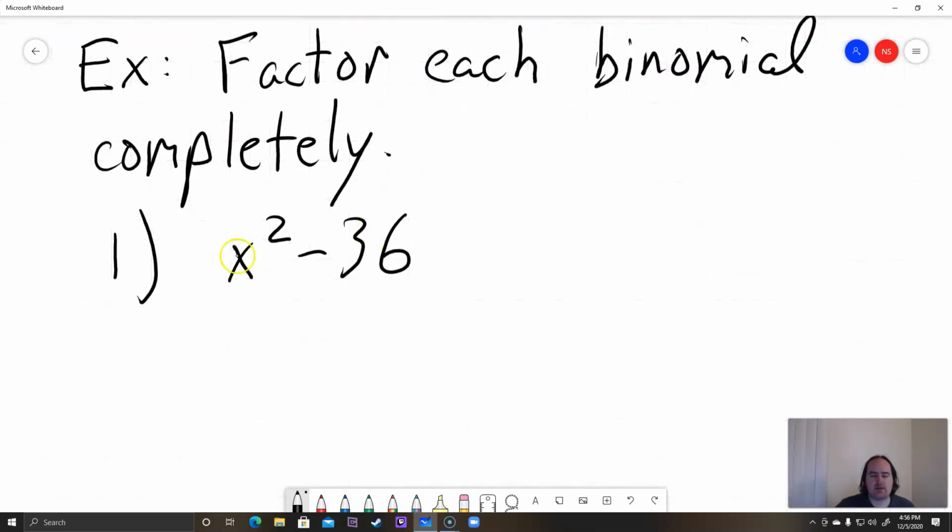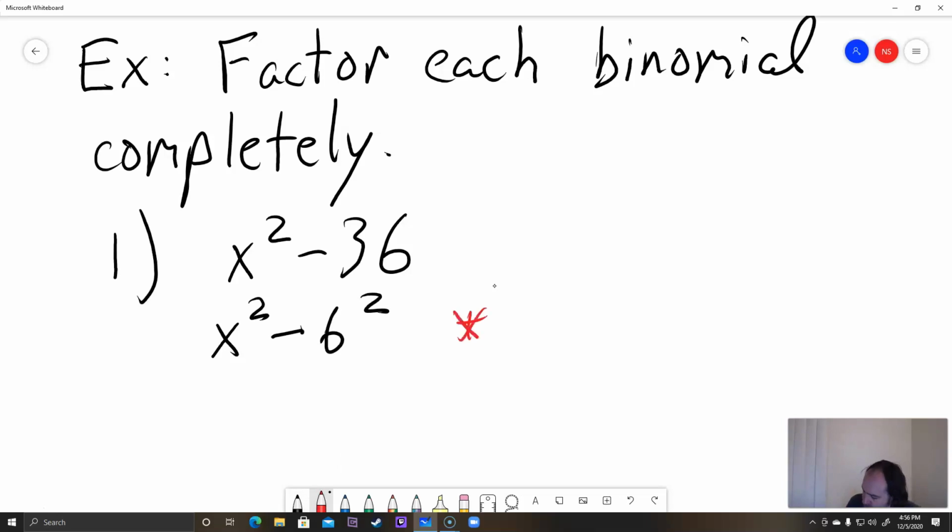Okay, so all we have to do is, instead of writing 36, we need to write the number that when you square it, you get 36. Well, everyone knows that 6 squared is 36, because 6 times 6 is 36. So we can rewrite this as x squared minus 6 squared.